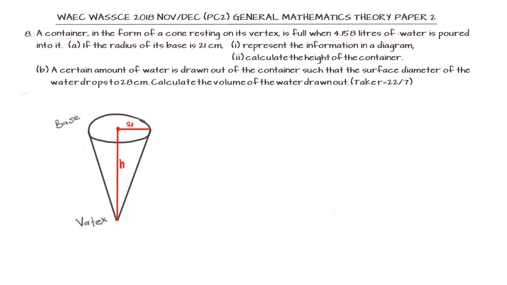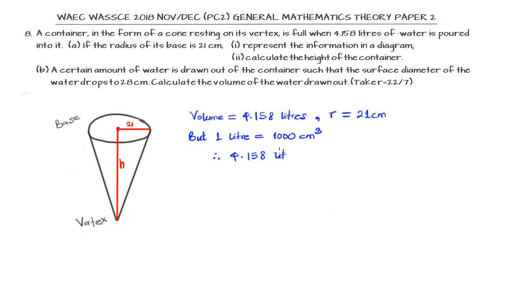We are now to find the height of the container. But notice that we've been given the volume of the container, which was given to be 4.158 liters. And then we also know the radius to be 21 centimeters. Now we have 21 centimeters and 4.158 liters. They are not in the same unit. So as a rule of thumb, the first thing to do is to convert the liters to centimeter cube as a volume, so that we can use the same units and continue our calculation as appropriate. So by conversion, this volume will now be 4.158 times 1000 centimeter cube, because 1 liter constitutes 1000 centimeter cube. So 4.158 liters will be 4.158 times 1000 centimeter cube, and that will be 4,158 centimeter cube. So this is the volume of the conical container.